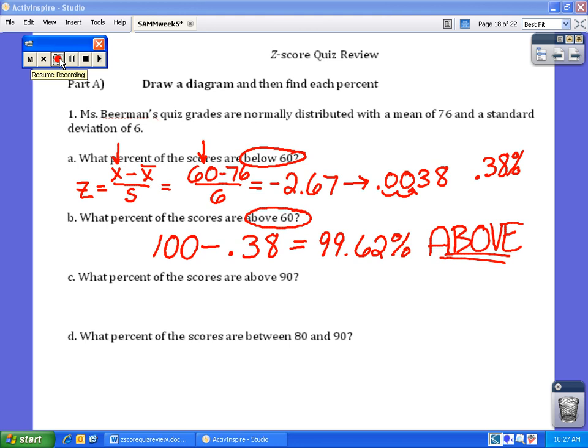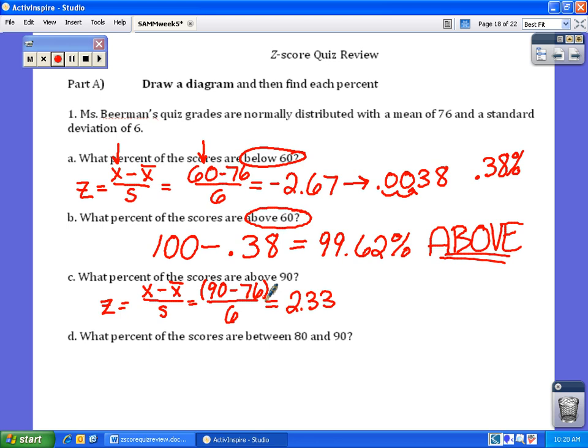To find the percent that's above 90, I first find the percent that is below 90, and then I will subtract that from 100. In my calculator, I did 90 minus 76 divided by 6, and I got 2.33. My z-score table told me that 99.01% of the data are below 90, so 100 minus 99.01, or 0.99% of the data, are above 90.